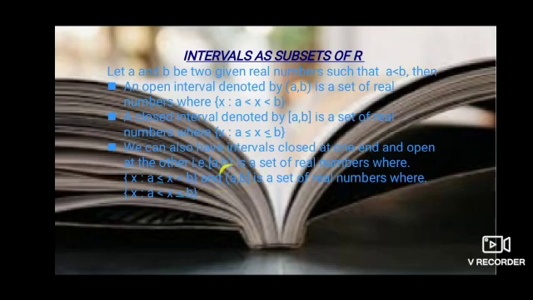As you can see in another example here, we have by the side of a an open end and by the side of b a closed end. So this set of real numbers can be represented as a < x ≤ b.